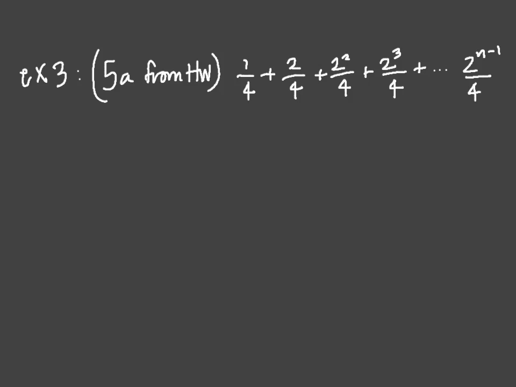So the next example that I wanted to do was number 5A from your day 2 homework, which is clearly a geometric series because we're getting from term to term. Notice that the denominator isn't changing, it's 4 all the time. But the numerator, to get from 1 to 2, we had to multiply by 2. To get from 2 to 2 squared, we had to multiply by 2. To get from 2 squared to 2 cubed, we had to multiply by 2. So we can see that this is a geometric series because we have a common ratio, which is 2.